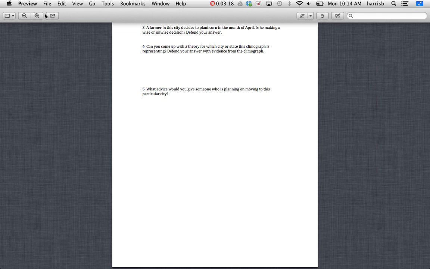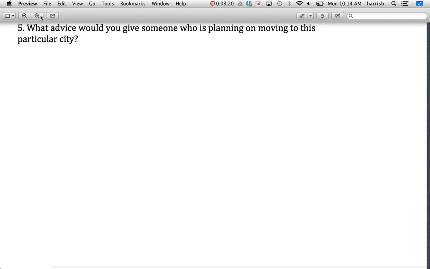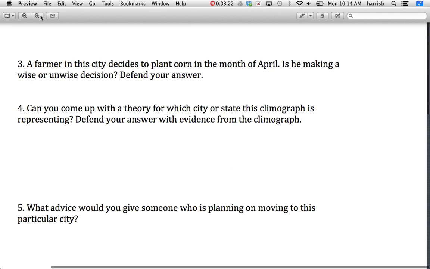Now, let's zoom in here a little bit. And you can see for number three, a farmer in this city decides to plant corn in the month of April. Is he making a wise or an unwise decision? Defend your answer.